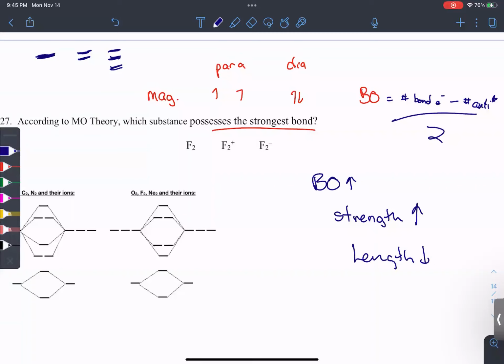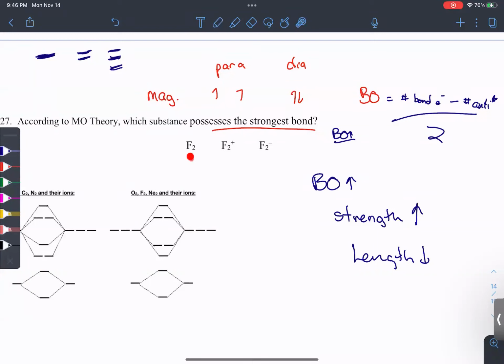So there's a ton of ways I can ask this question, and it's literally the exact same. In this one, I'm asking which one possesses the strongest bond. So I am asking which one has the highest bond order. But I could also ask which one has the longest bond. Then you would give me the one with what bond order? Lowest. All right. So there's tons of ways we can ask these questions. They're all exactly the same. It requires you to draw the MO diagram.